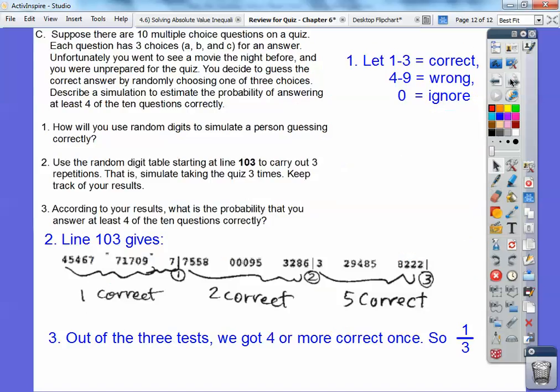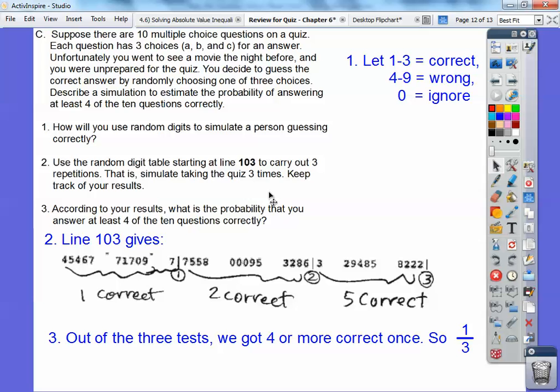Okay, so let's take care of this. Okay, so how would you use the random digits to simulate a person guessing correctly? Okay, since there's 3 choices, you guys, I let 1, 2, and 3 be the correct answers, and then 4 through 9 be the wrong answers right there. And we ignore 0 right there, okay? And so number 2, use a random digit table starting at line 103 to carry out the repetitions and simulate taking the quiz 3 times.